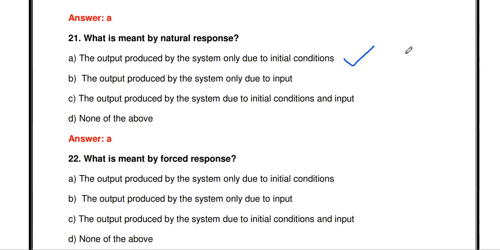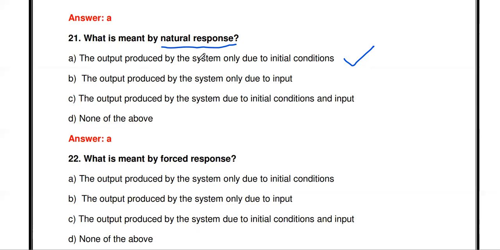So if in one system, even after removing the input, you measure the output, in that LTI CT system we will get some current flowing if the system consists of an inductor and capacitor. That data we call the initial conditions. That response is called the natural response. So what is meant by natural response? The output produced by the system only due to initial condition.